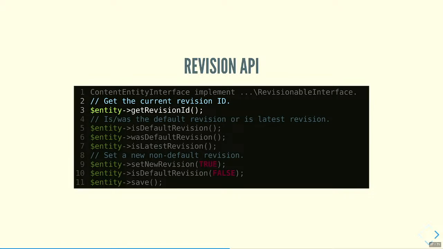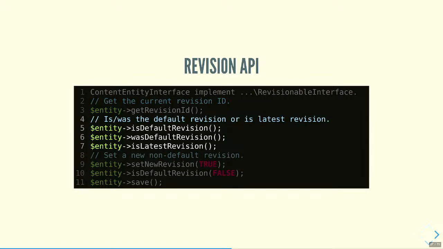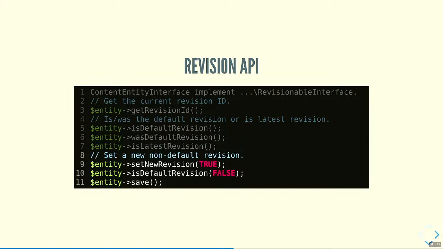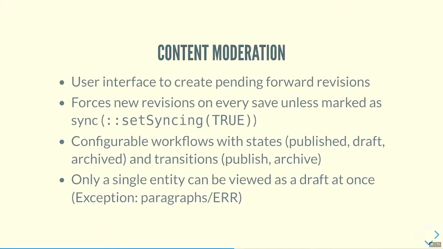So you can get the revision ID of an entity. When saving, you have is default revision and is latest revision to check what you're working with. To save a new non-default revision, you say set new revision true and is default revision false, and then you save. Content moderation is then basically just the UI for it. So revisions exist in Drupal core in the entity system. Content moderation gives you a user interface to do this in the UI.